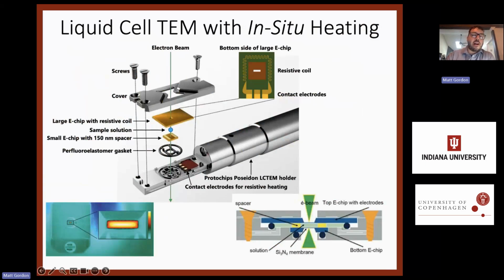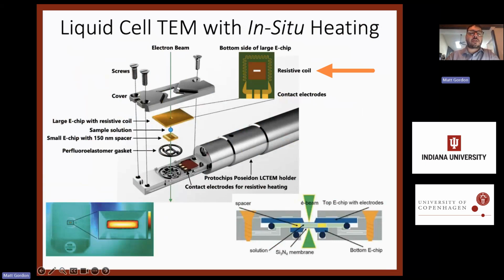So just a quick background on the liquid cell TEM. We take a very small drop of our sample solution, sandwiched between a small E-chip and a large E-chip on top. This all gets sandwiched into the very tip of the TEM holder, which goes into the instrument, allowing you to have a very thin region of water that is not then exposed to the vacuum of the inside of the TEM. For our experiment in particular, we used these large chips that had a resistive coil in them.